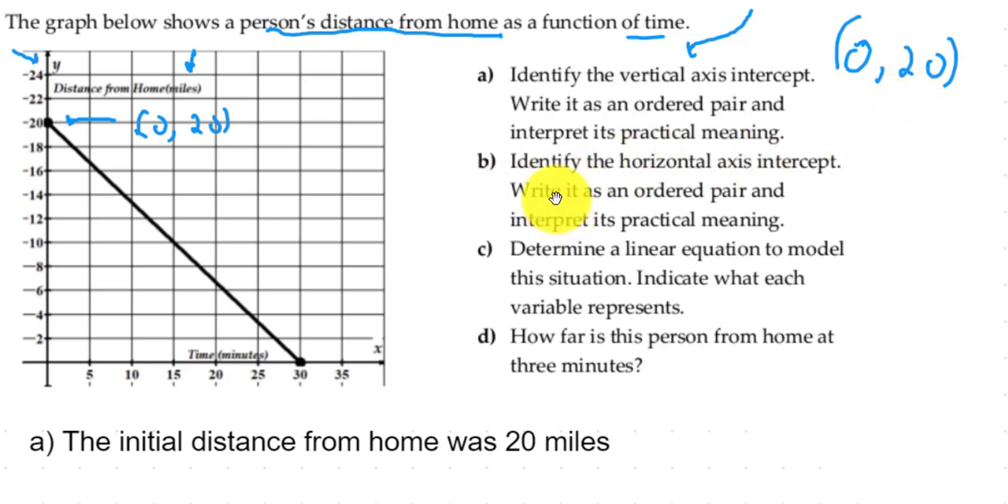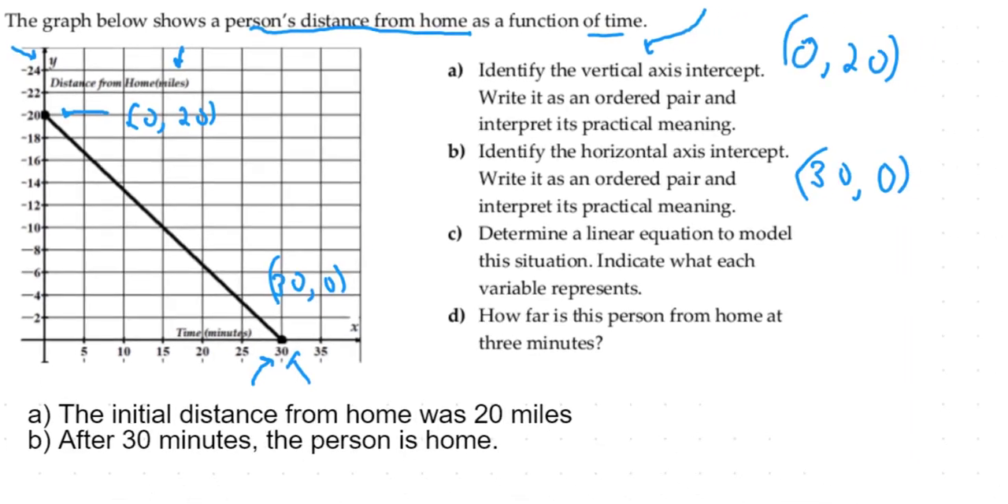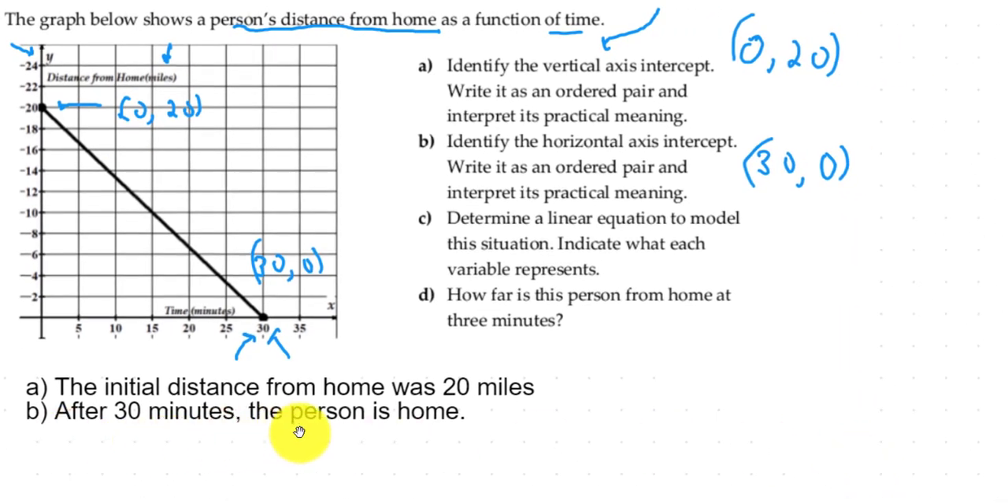Now let's look at part B. Identify the horizontal axis intercept, so that's where we cross the x-axis, right? And the ordered pair here is 30, 0. So I'll write that over here, 30, 0. The interpretation would be after 30 minutes, the distance from home is 0 miles, or the person is home after 30 minutes.